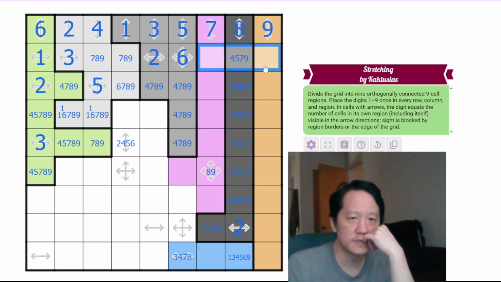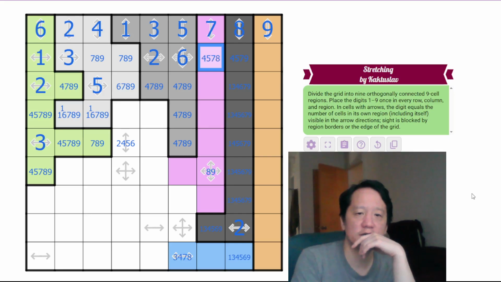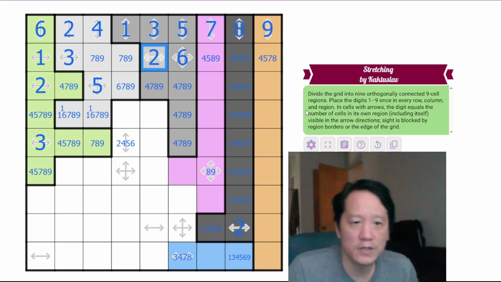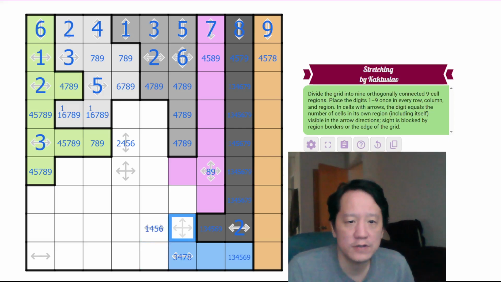Remaining digits of row 2 are 4, 5, 7, 8, 9. No 9 here, no 7 here. This sees at most 6 cells. So it could be 1, 4, 5, or 6 there.